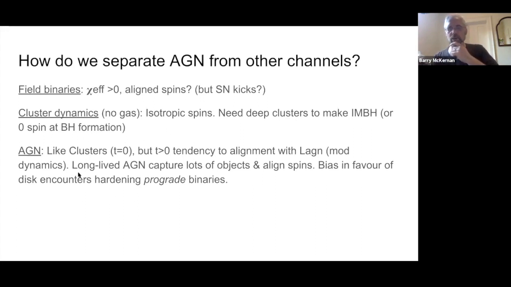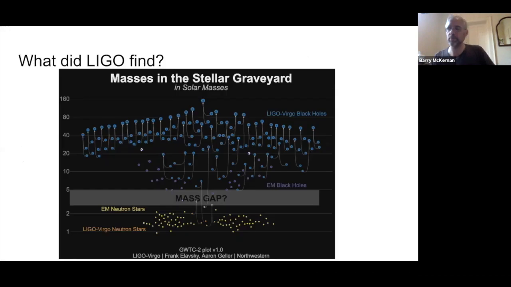AGN, you want to think about as starting off like clusters, so random things being jammed together at random orientations. But there's a symmetry breaking, there's a torquing towards alignment over time. And the magnitude of that torque depends on the density of the gas disk. The longer the AGN lasts, the greater that alignment is going to be. But you're also probing the properties of the nuclear star cluster that can torque things out of alignment. So there's a complicated competition that the AGN channel is probing. Okay, let's get to the data.